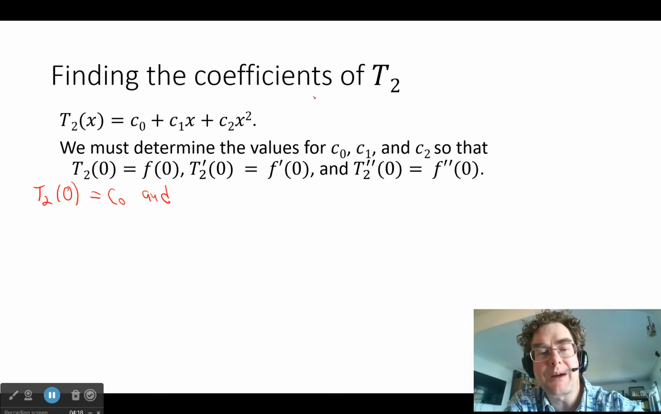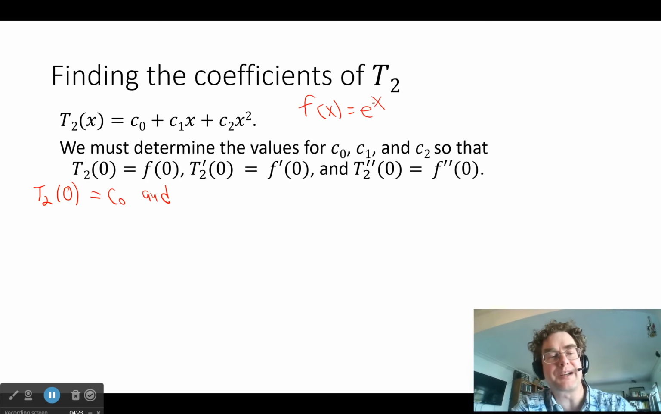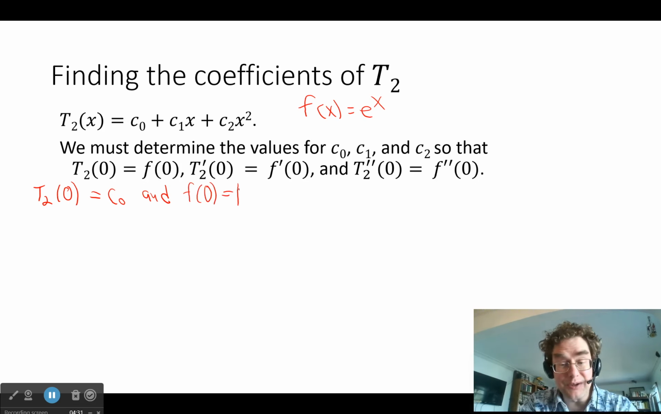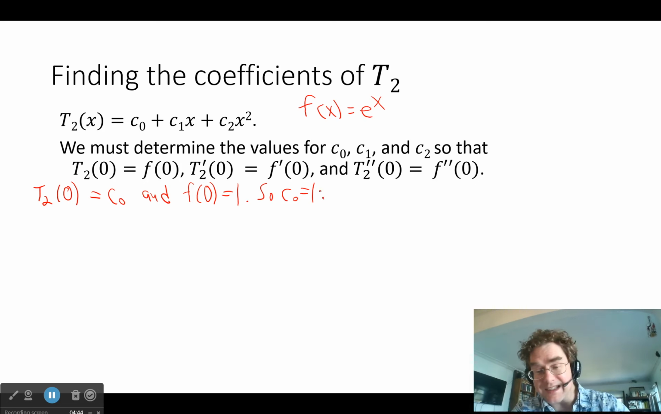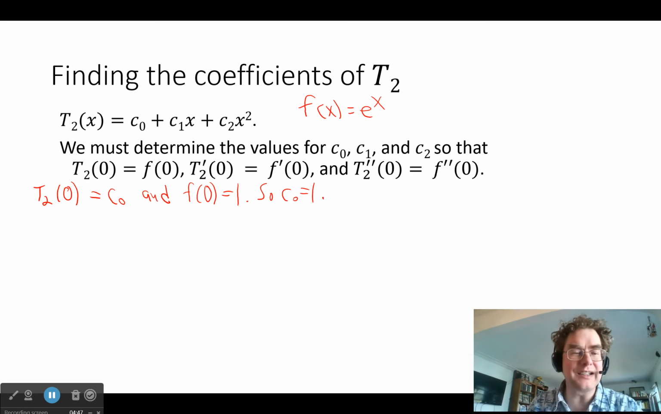And remember, f of x is e to the x. We're still working with our base e exponential function, and you know that f of 0 is equal to 1. Putting those two things together, we want the values of these two functions at 0 to match, and so we must have that c0 is equal to 1. Wow, that was easy. If only it were that easy to find the other coefficients just by plugging in. It couldn't be that easy, right? Or could it?